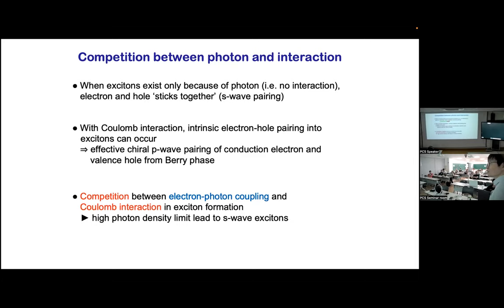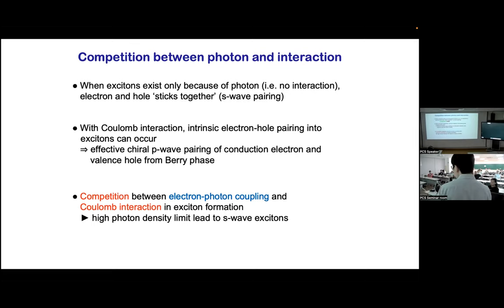What happens here is that because the electron-photon coupling gives us an S-wave exciton and the Coulomb interaction would give us this chiral P-wave exciton, they actually have different symmetry. And from this, there is a competition between exciton formation from electron-photon coupling and Coulomb interaction. So we can know that in the extreme limit where electron-photon coupling dominates, we are going to end up getting effectively an S-wave exciton polariton. On the other hand, when the Coulomb interaction becomes stronger and stronger, what we are going to show here is that there can be a phase transition coming from this competition.